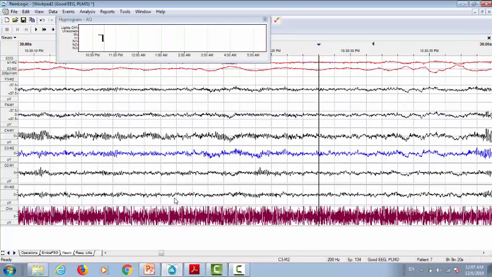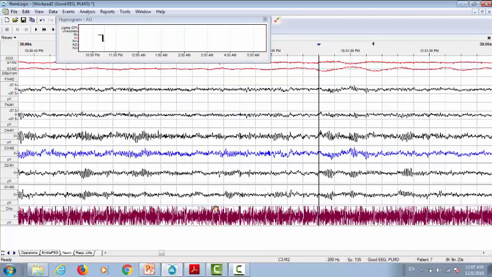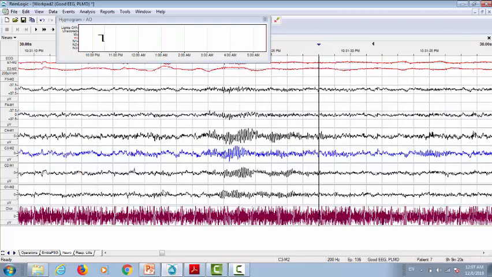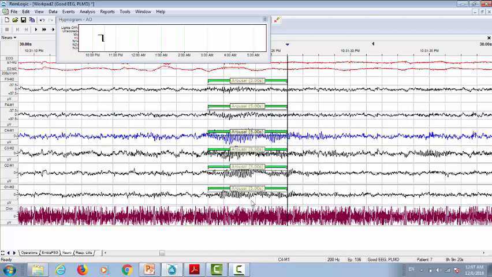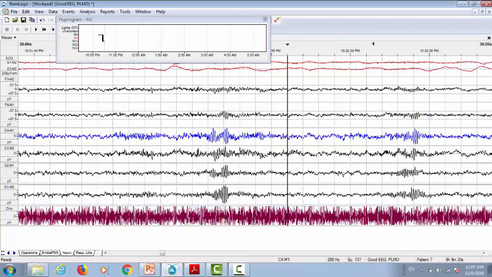Continue as in N1. Continue as in N1. Continue as in N1. Another increase in the EEG frequency. Continue as in N1.